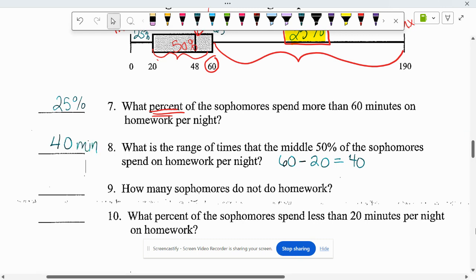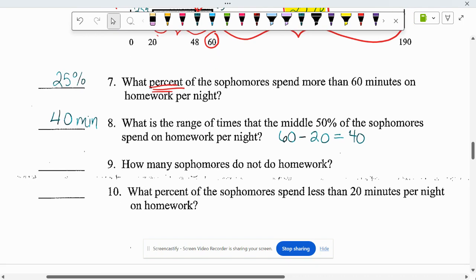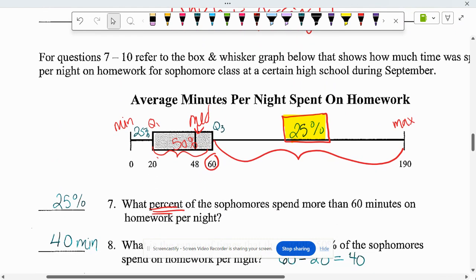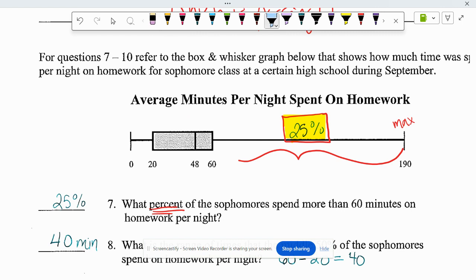How many sophomores don't do any homework? Gianna? So look at this really quick. I'm glad you said that though. I'm going to erase all of this so we can talk about it. This is 25%. So in that 25%, the range is between 0 and 20 minutes. 0 and 20 minutes represent that 25%. I want to know how many of them spend 0 time on it.